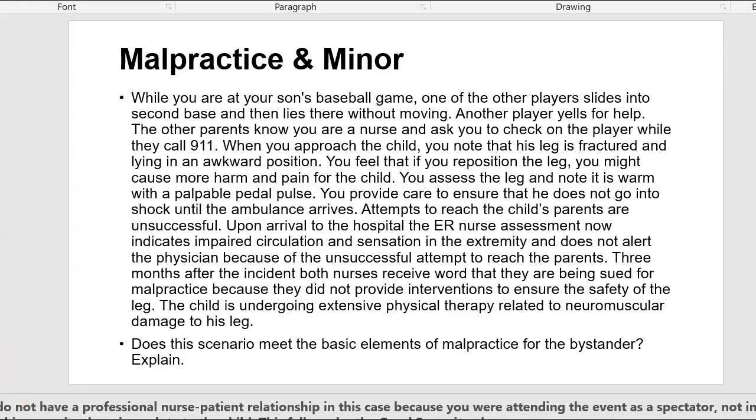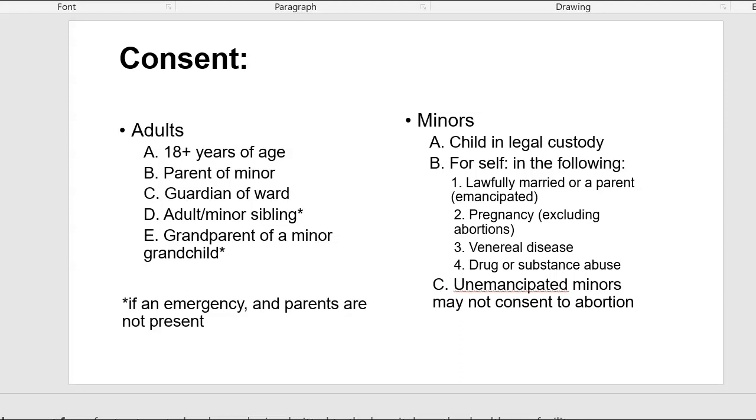So the next topic is consent, and this is a big topic in healthcare. General consent is required for any healthcare treatment or procedures. And on your screen, you can see that adults who are 18 plus years of age or the parent of a minor, so if you have a 16 or 17-year-old parent, they can give permission for themselves or their child. A guardian or a ward, adult sibling of a minor can give consent. A grandparent of a minor grandchild, if in an emergency and the parents are not present, can give consent.